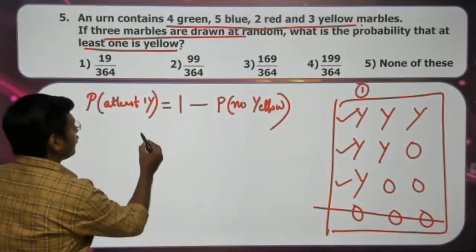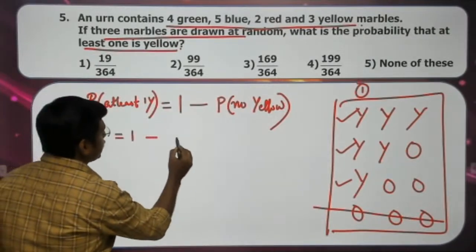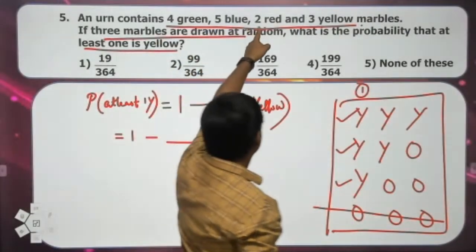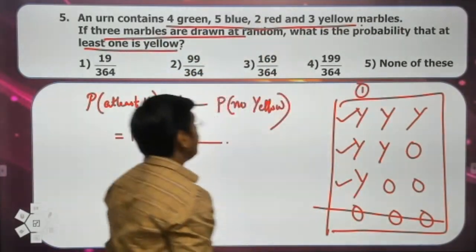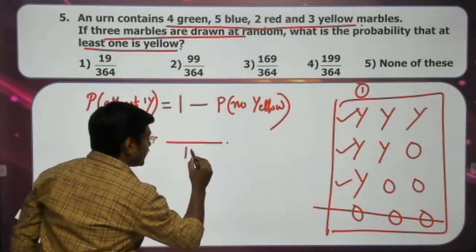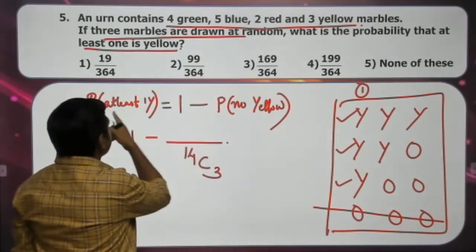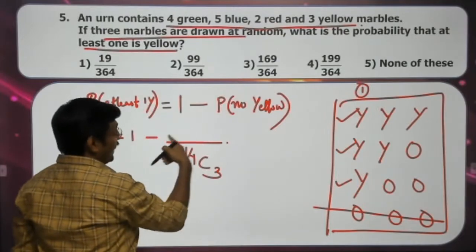Okay, so I am calculating this, listen carefully. 1 minus total, in the bag it is 4 plus 5, 9, plus 2, 11, 11 plus 3, 14. So total 14 balls are there. From that 14 we need to select 3, and in order to get at least one yellow, we need to subtract 1 minus P of no yellow.